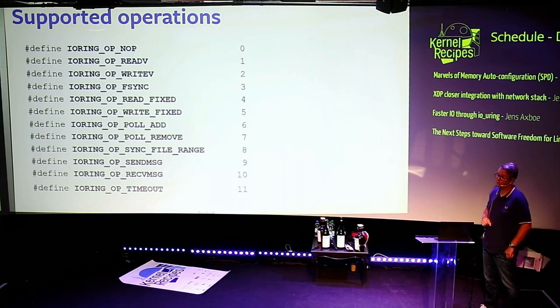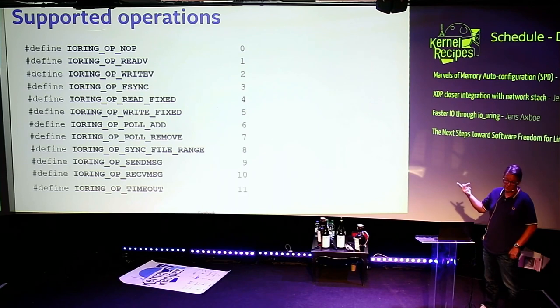We have got support for poll, so you can poll file descriptors or sockets through this. We have a sync file range version as well, so you can do that in async fashion. And sendmsg, recvmsg, to be able to do some basic network I/O. And finally, a timeout command. I actually just added that to the slide yesterday since it got merged a couple of days ago, so that one's really fresh.